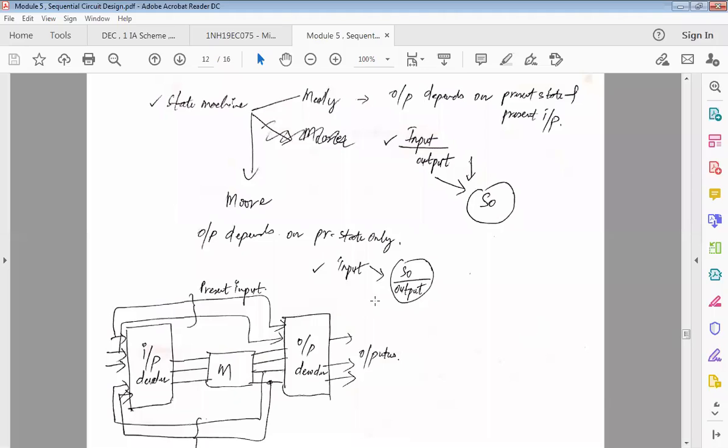So all this will actually help you in understanding, or it will give you a quick glimpse of what the representation should be for Mealy and what the representation should be for Moore. So immediately you can go ahead with your state diagrams and with your sequence detectors.